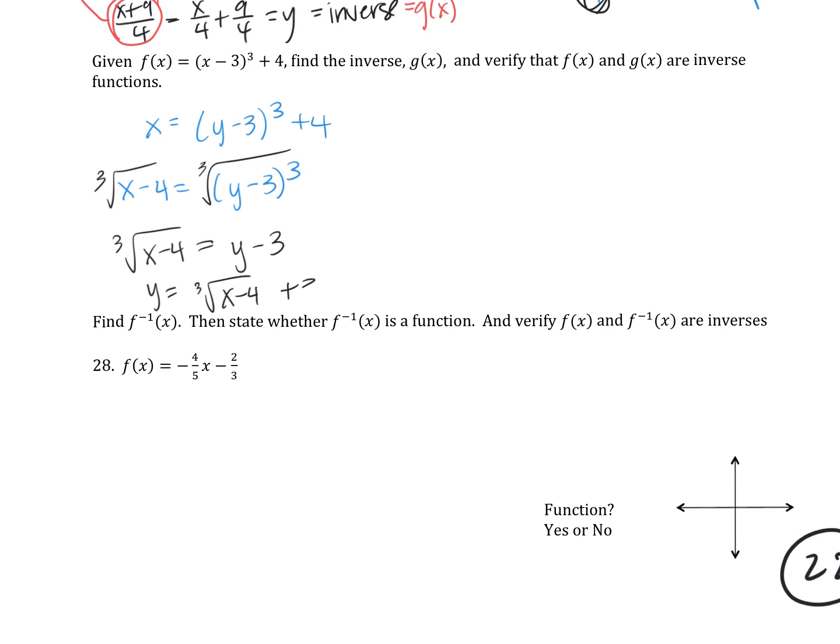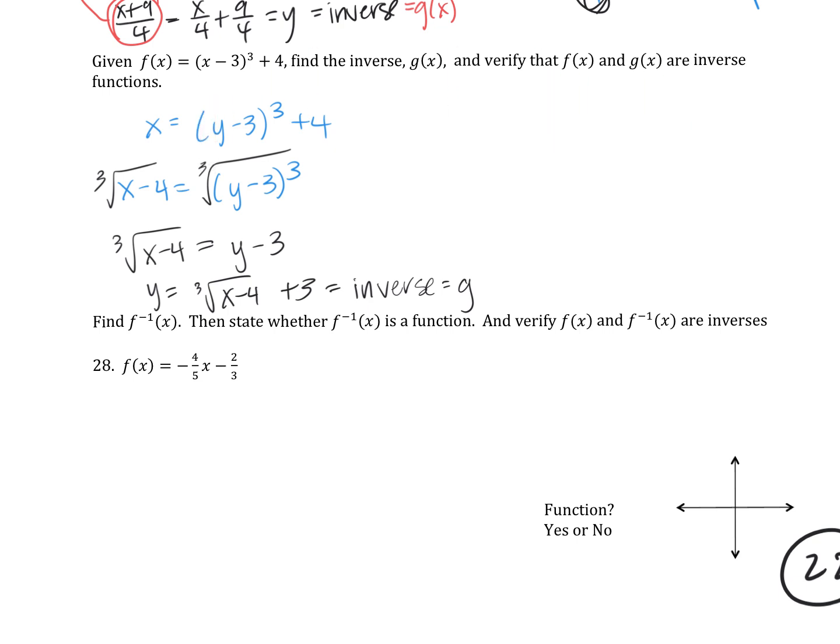Yeah, and just make sure that plus 3, you guys, is outside of my cube root. This is my inverse. I'm going to call that my inverse, or you could call it G, whichever you want to do. So that's step 1. And then look what they said. Verify that F and G are inverses.